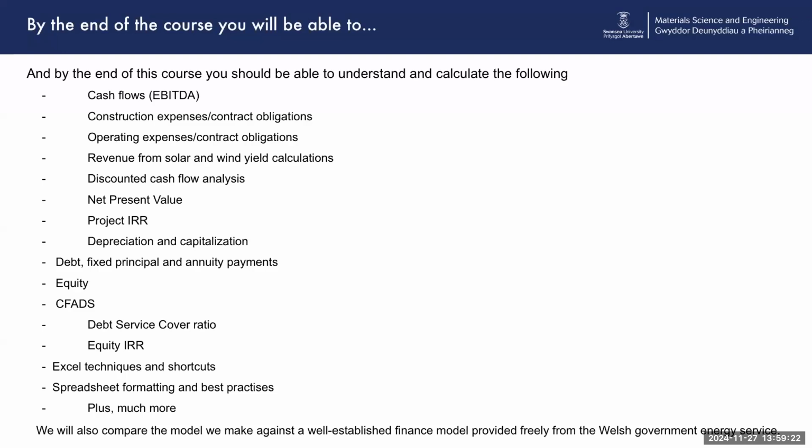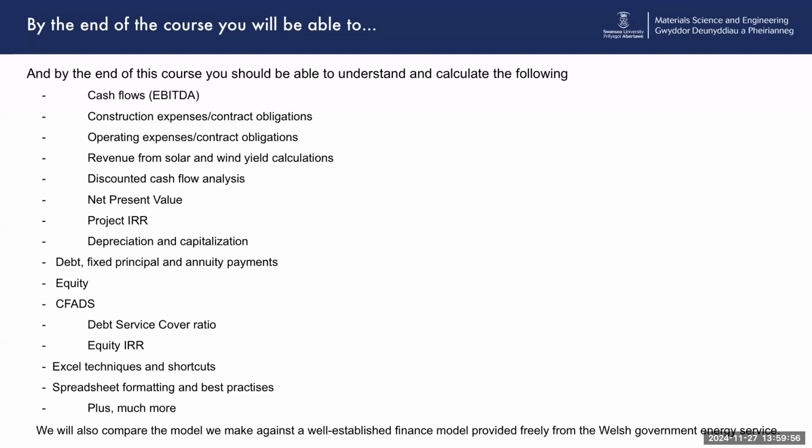We'll talk about discounted cash flow analysis, which gives us our net present value, our project IRR. We'll talk about depreciation, we'll talk about debt, we'll talk about principal payments, annuity payments. You'll understand what equity is, you'll understand what CFADS are, debt service cover ratio. It's better if you already know how to use Excel, but if you don't, we go through it in a fair amount of detail, how to use Excel. We'll talk about best practices in modeling, and we'll talk about much more as well, okay?